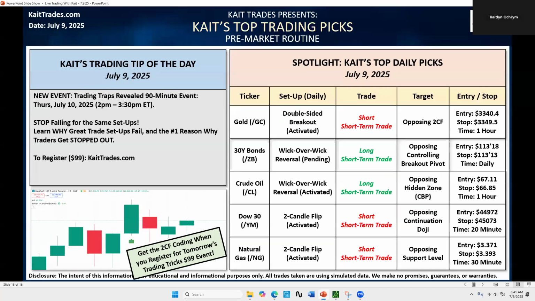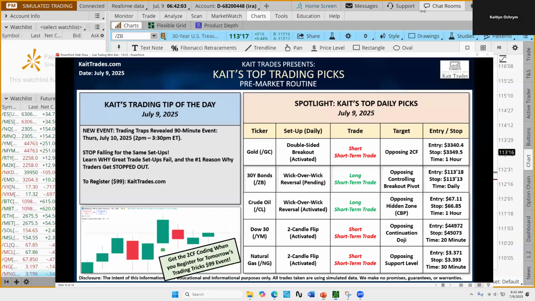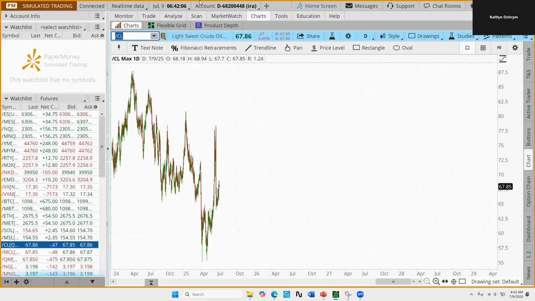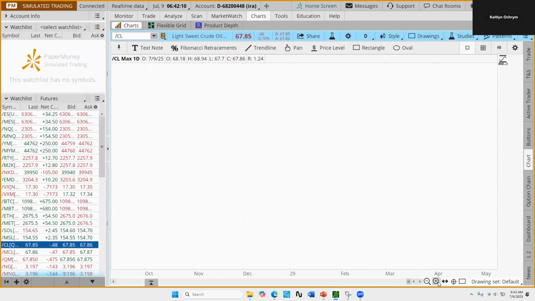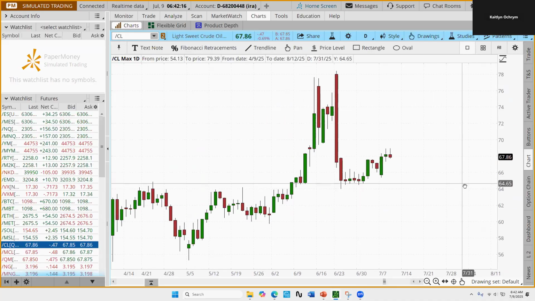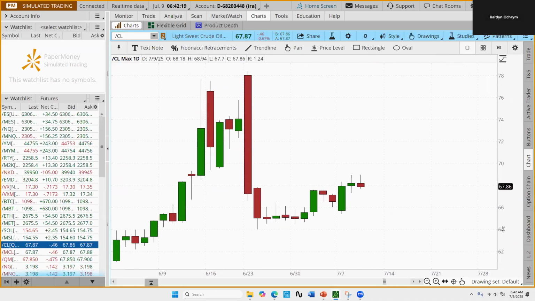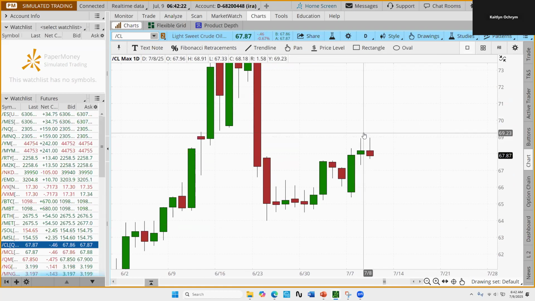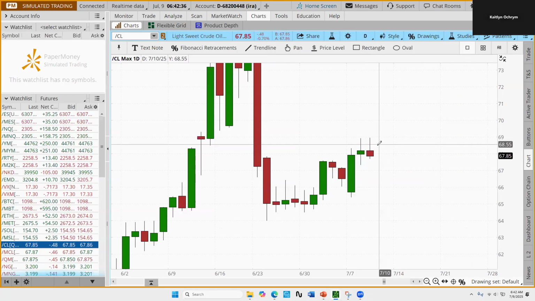All right, next one, we've got crude oil, long trade, wick over wick reversal, which has been activated. So I like these activated setups, crude oil, wick over wick reversal, long. Let's come over to crude oil. Again, the activated setups are important because it shows us who is in control. If we're looking for a trade in this doji here, well, there's been no activation up here, so trying to trade somewhere right now is going to be elevated risk because there's no activation there. The activation comes from a little bit further down.